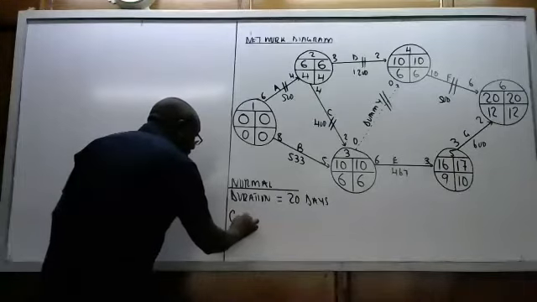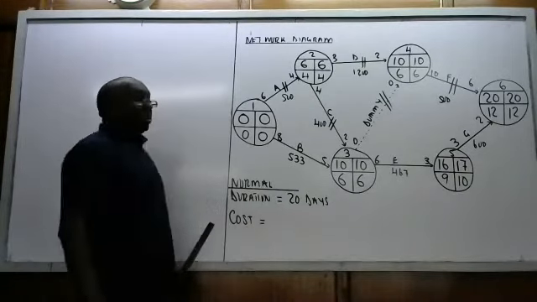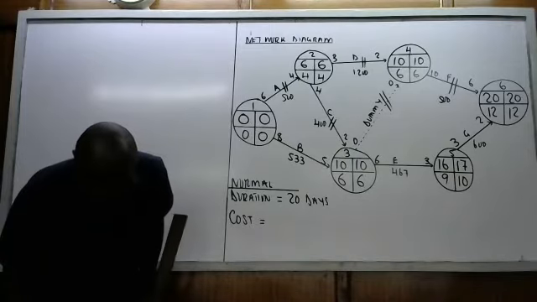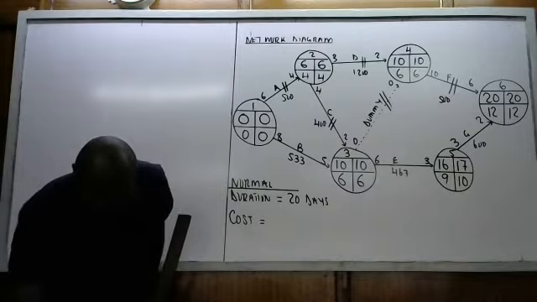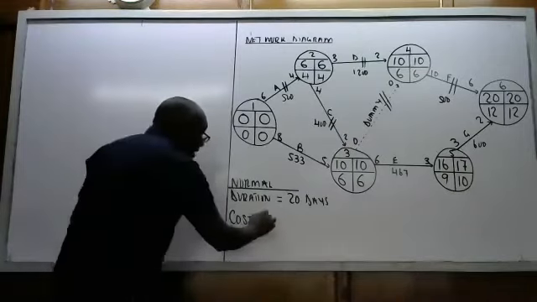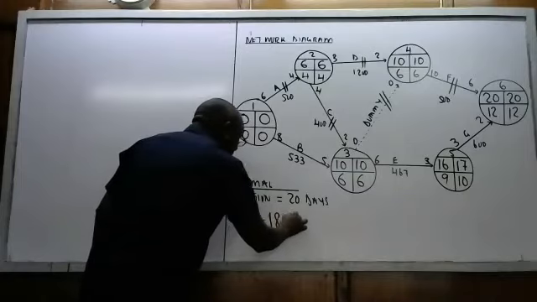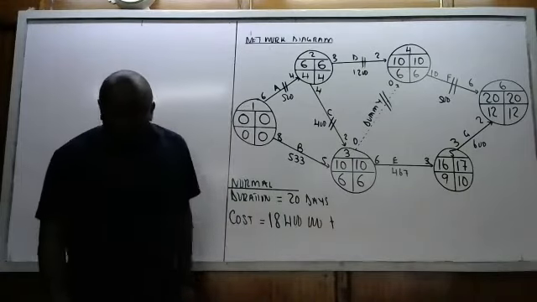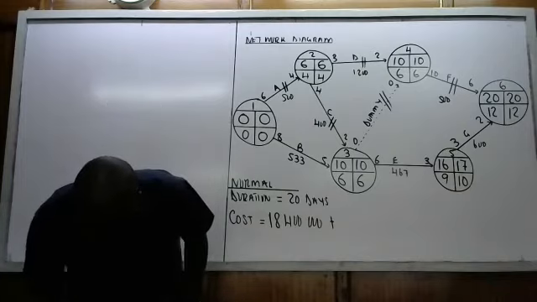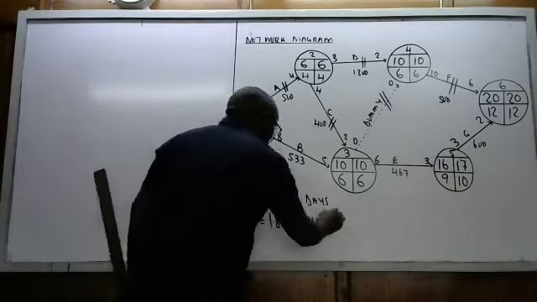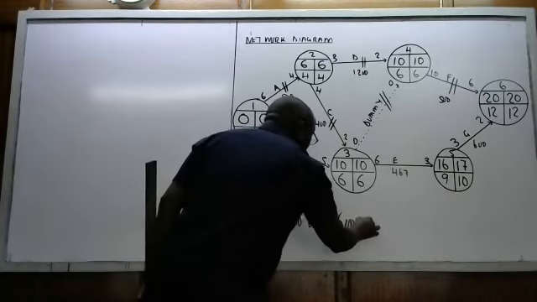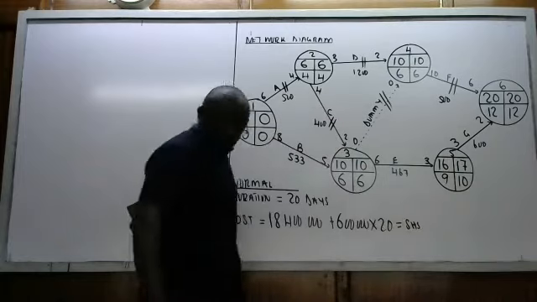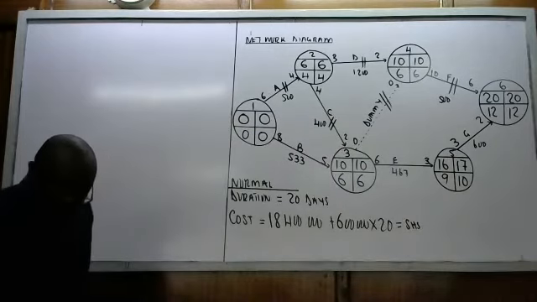Then the cost is 18,400,000 plus we are told every day there is a site cost of 600,000. So you multiply by 20. Do that and give me the answer.